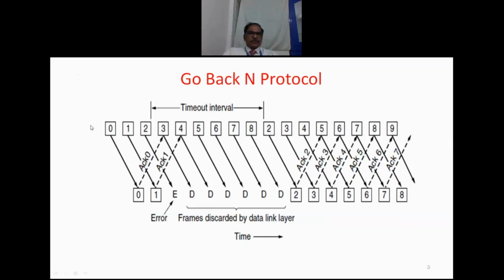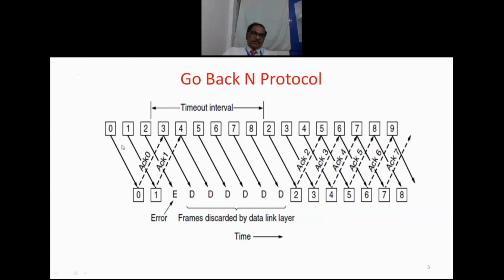Now the sender is sending frame 0. During the next frame time, frame 1. During the next frame time, frame 2. Next frame 3, then frames 4, 5, 6, 7, 8, likewise. And the receiver is also receiving the frames one after the other: frame 0, then frame 1, then frame 2, then frame 3, likewise.